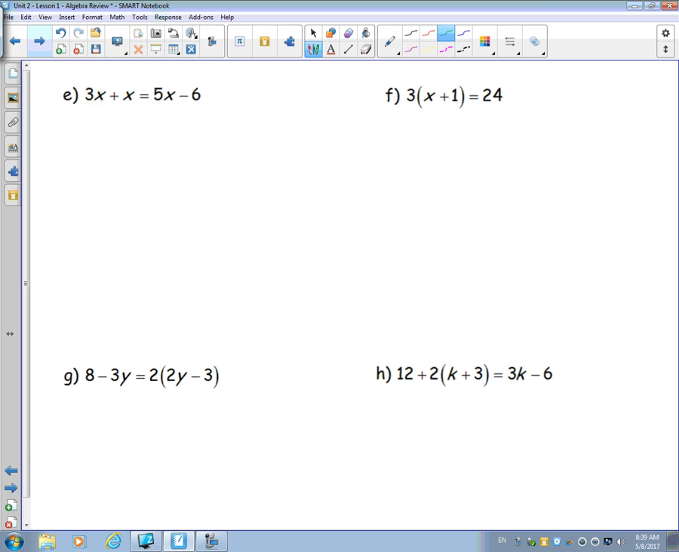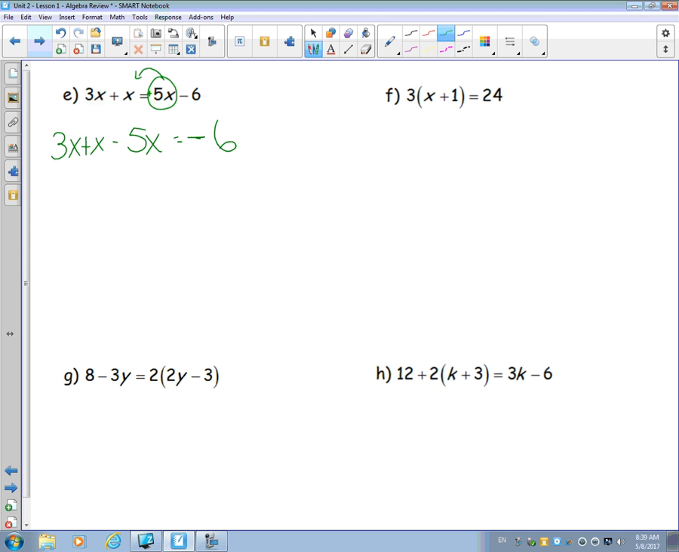Letter E. I need to make sure all the letter terms are together. But right now, the 5x is with a number term, so it needs to come back to the left side. So I have 3x plus x. The 5x, we don't see it, but there's a little plus sign in front of it, which means it has to become a -x. And equal to -6.